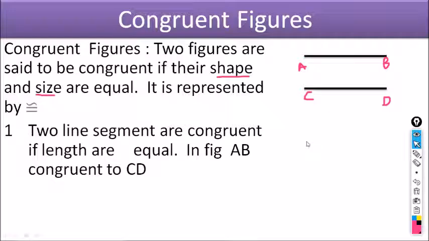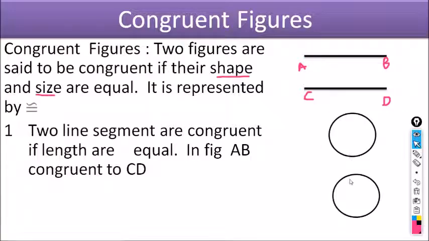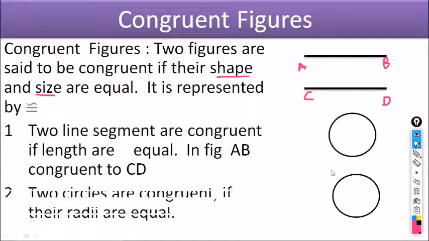Let us consider another example of circles. Both of them are circles, meaning their shape is the same. Check the size. For size we have to see their radius. If the radii of two circles are equal, then they are congruent. So two circles are congruent if their radii are equal.